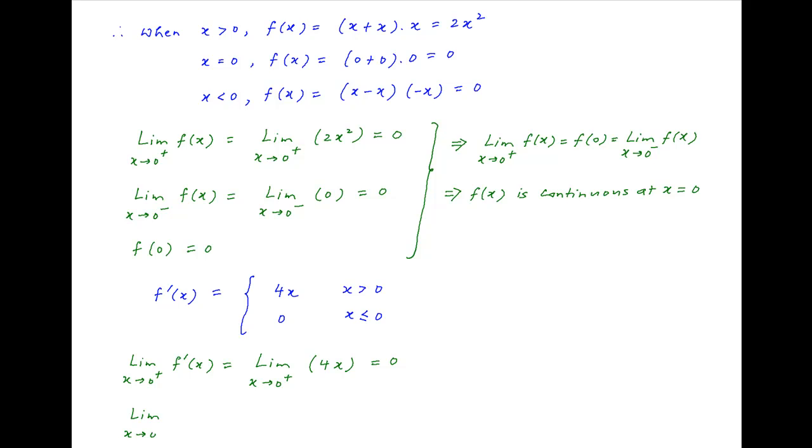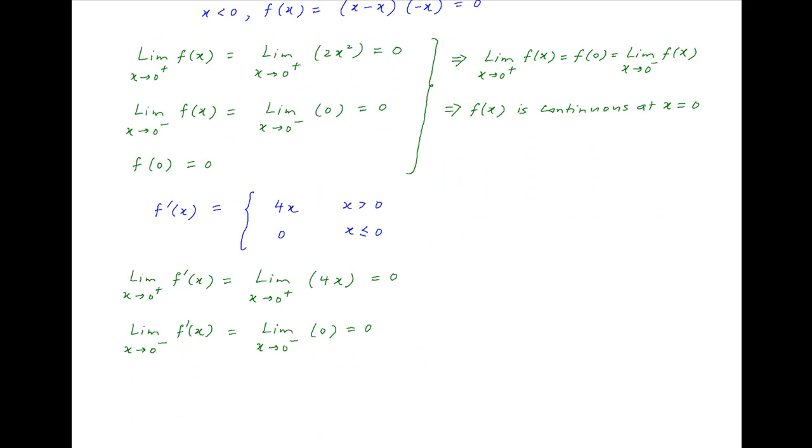This is equal to the limit of 4x when x tends to 0 from the positive side, which is equal to 0. Similarly, consider the limit of f'(x) when x tends to 0 from the negative side. This is equal to 0 because f'(x) is 0 when x is negative. And finally, the value of f'(0) is also equal to 0 as determined above.